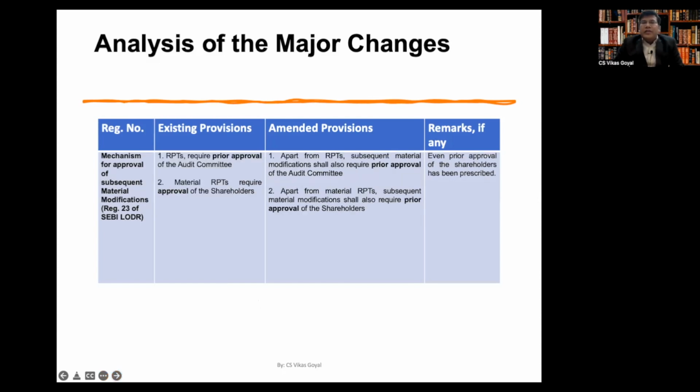Now, there has been a change in the mechanism as far as approval of material modifications is concerned. As per the existing provisions, all RPTs require prior approval of the audit committee. As per the amended provisions, apart from the related party transactions, subsequent material modifications, having the meaning prescribed by the audit committee as part of the related party transactions policy, shall also require prior approval of the audit committee. And the second part is that earlier, material related party transactions required the approval of the shareholders. However, after the amendments, it has been specified that apart from the material related party transactions, subsequent material modifications shall also require prior approval of the shareholders.